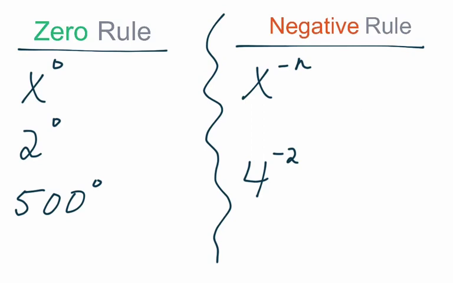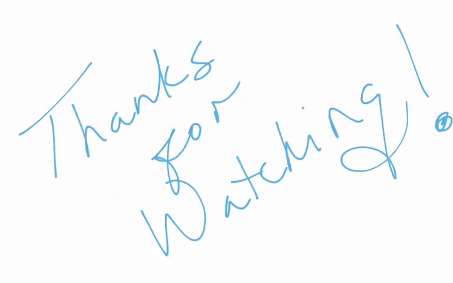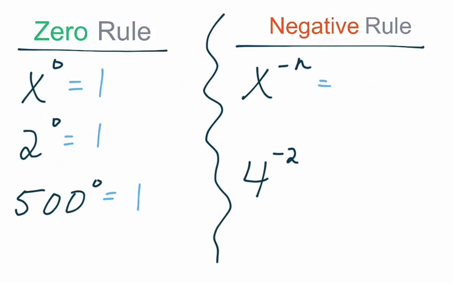So make sure, quick review, 0 rules. Anything to the 0 power is 1. Remember, x to the 0 power would be 1. 2 to the 0 power, 1. 500 to the 0 power, 1. Anything to the 0 power is 1. And then we're dealing with those negatives, all right? Put your exponent over 1, and then make your exponent positive, just like that. So remember, 4 to the negative 2 is just like 1 over 4 to the 2nd power, which in this case would be 1 over 16. 4 squared is 16. All right, 0 rule and negative rule.